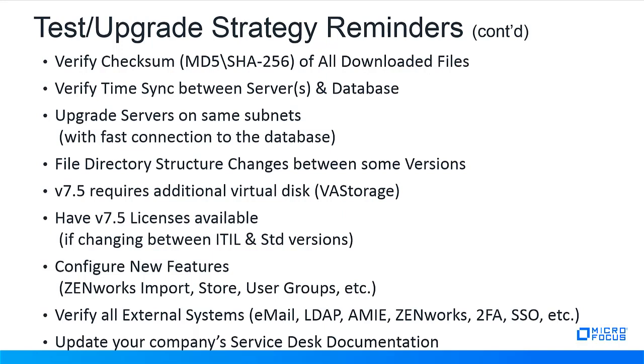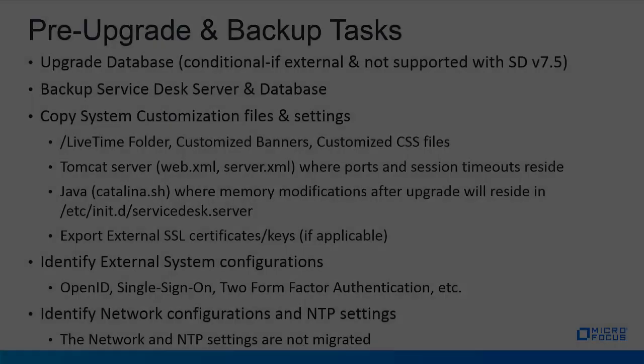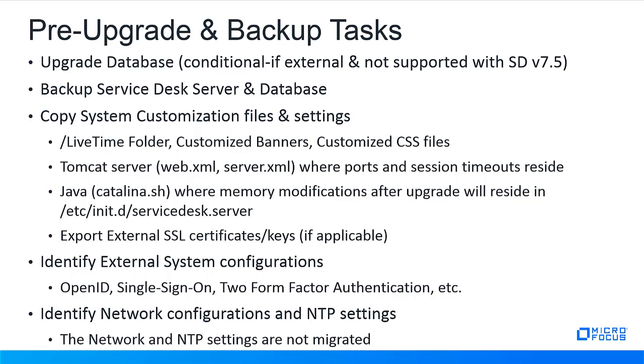Double-check your external system communications with connections such as email, LDAP, AMI, and ZENworks if applicable, and other systems like OpenID, two-form authentication, single sign-on, etc. And document these configurations and settings in your company's documentation. Pre- and post-upgrade tasks are detailed in the documentation and in the next few slides. Some of the pre-upgrade and backup tasks have been mentioned, but this is a more detailed list of those tasks.